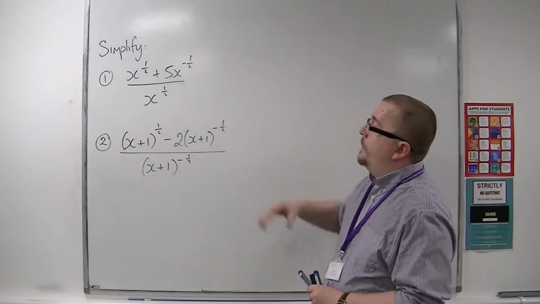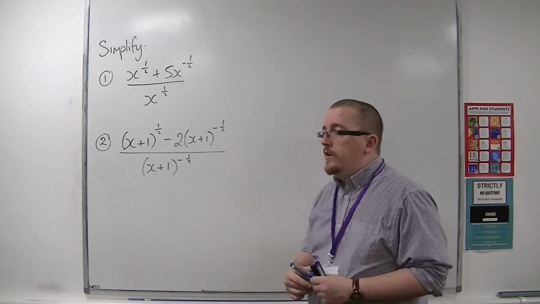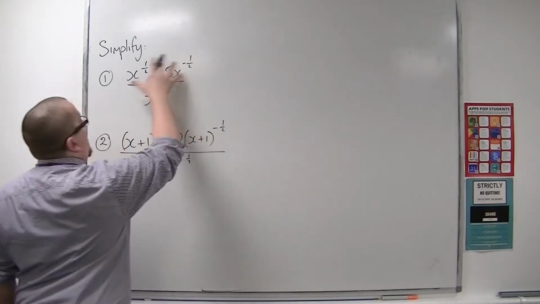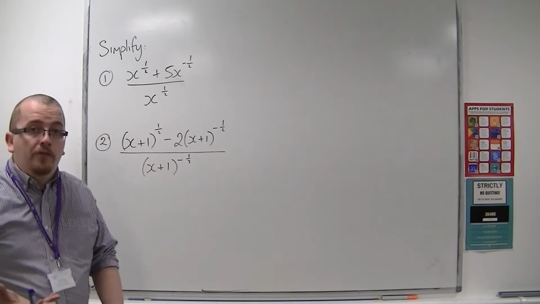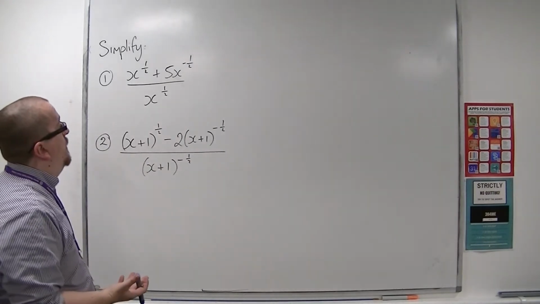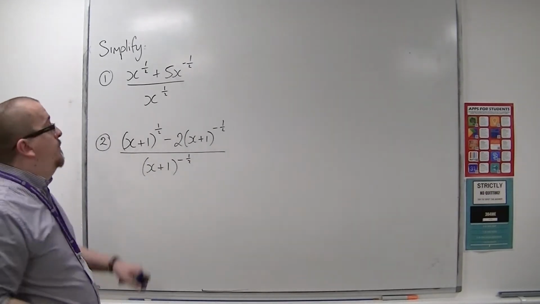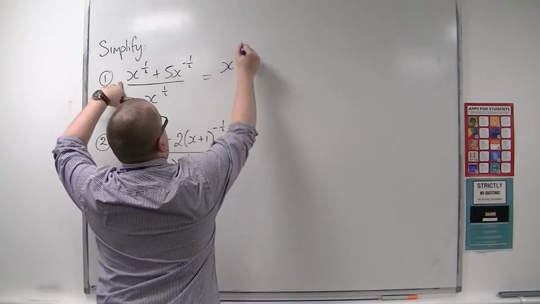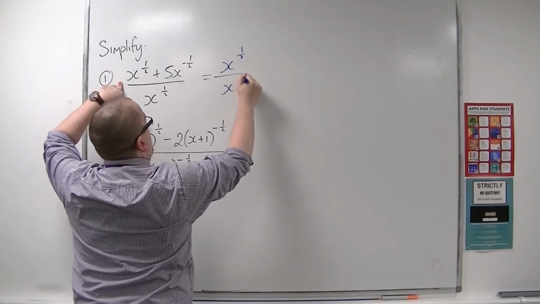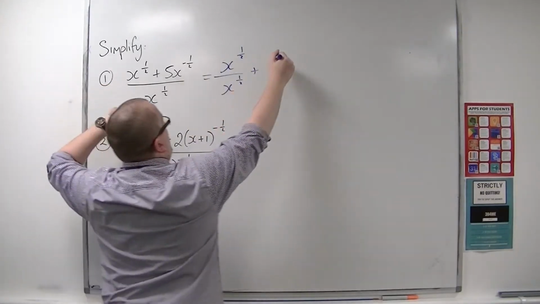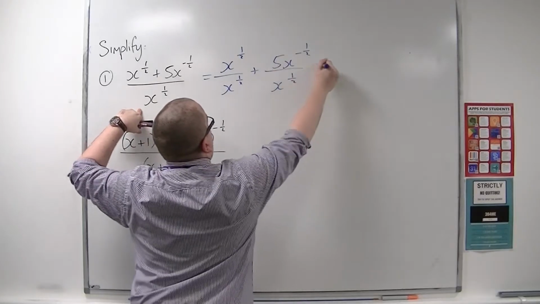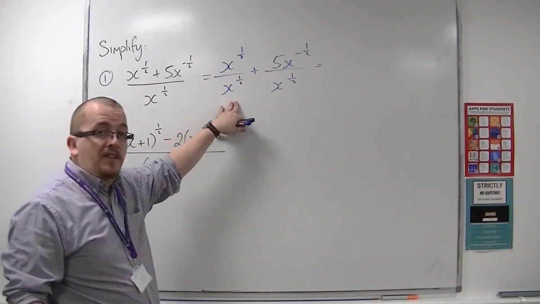So in both of these cases, they're quite straightforward to simplify. You could multiply everything by x to the half, for example, if you wanted to in the first one, or you could divide each piece by x to the half. So x to the half over x to the half. So you can split the fraction apart, and 5x to the minus a half over x to the half. So x to the half over x to the half will be 1.